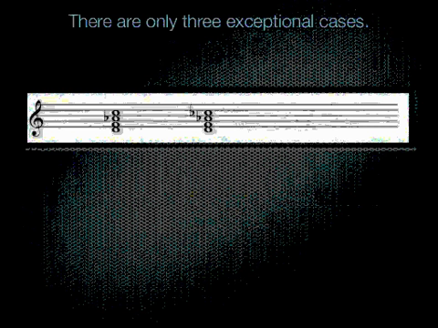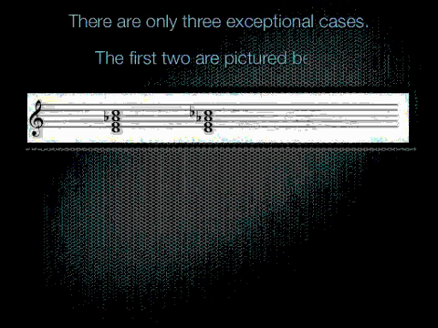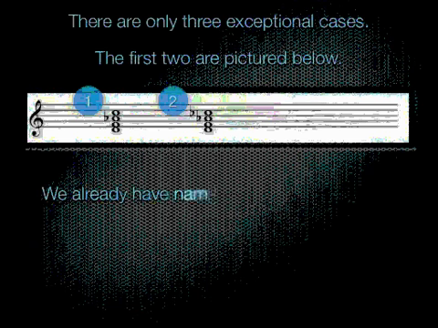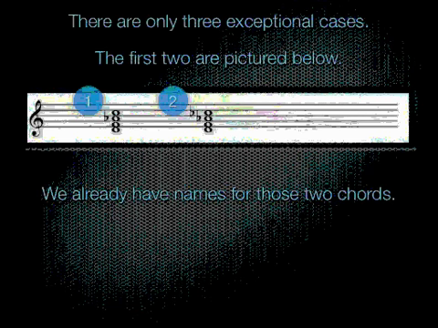Now, there are some exceptional cases in the common practice period. These 2 are exceptional because they already have names. We don't need to use this other method to name them because they are already named something else. In this case, this is a half diminished chord, and this is a fully diminished chord.